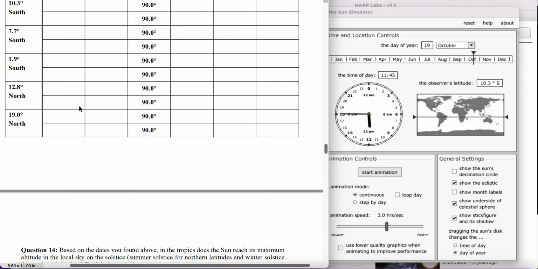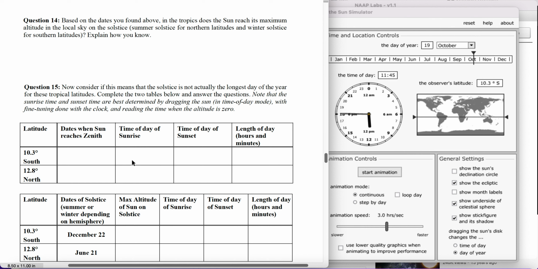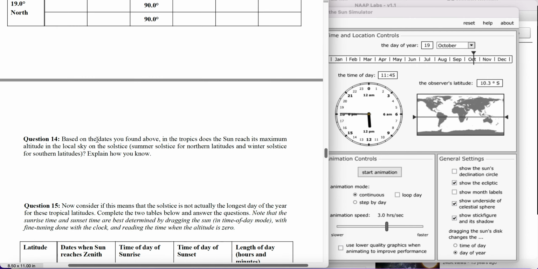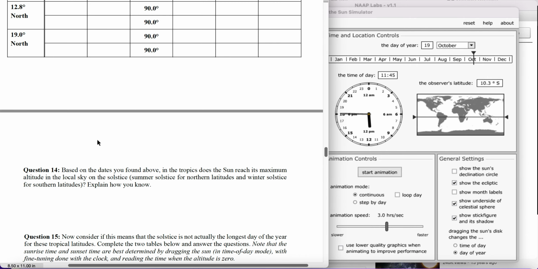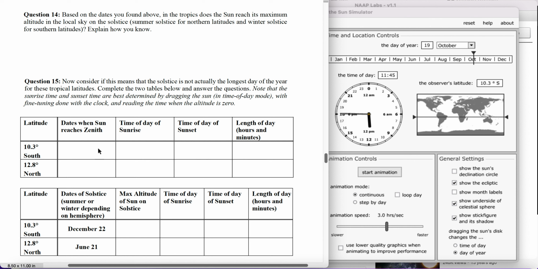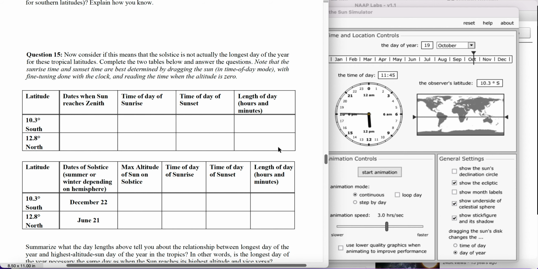And these are ones that are from the table, okay? And here you're going to look at the dates when the sun reaches the zenith, right? Those are the dates that, from the previous table, you're just going to reproduce from the table in question 13. So they should show up in that first column in question 15. Then you're going to put the time of day of the sunrise and the time of day of the sunset. Okay, so those are going to be the exact times. Then you're going to get the length of the day, okay? Hours and minutes. Cool, okay?